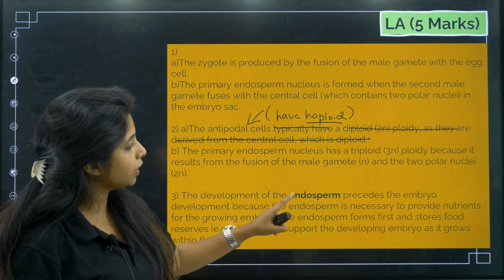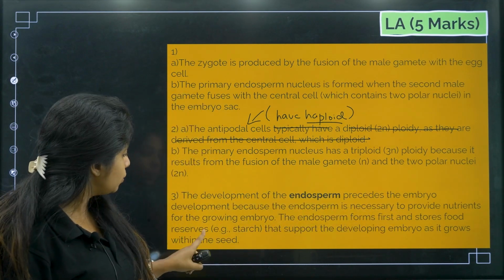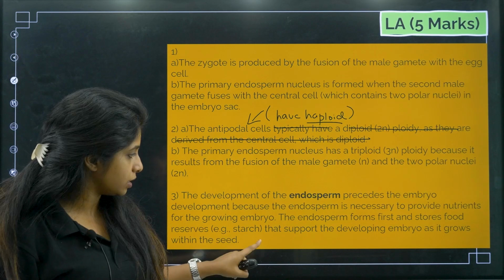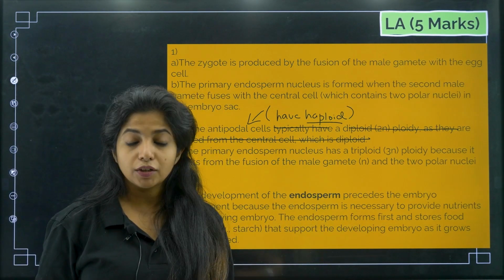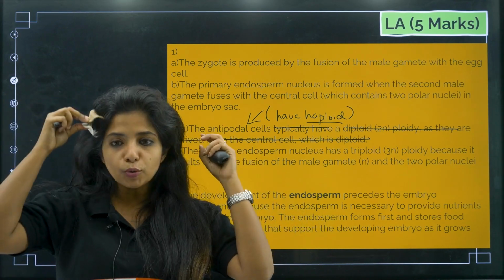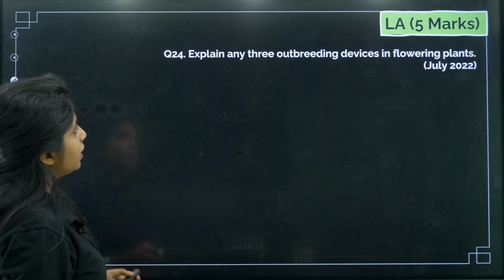Now, development of the endosperm precedes the embryo development because the endosperm is necessary to provide nutrients for the growing embryo. The endosperm forms first and stores food reserves that support the developing embryo as it grows within the seed. So, that thing you should know and remember. Cool? Chalo.